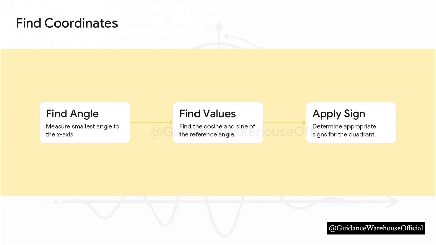Step 3. Apply the correct sign for the quadrant. We're in the second quadrant, top left. X values are negative here. So, the exact cosine of 150 degrees is negative square root of 3 over 2. It really is that straightforward once you get the hang of it.